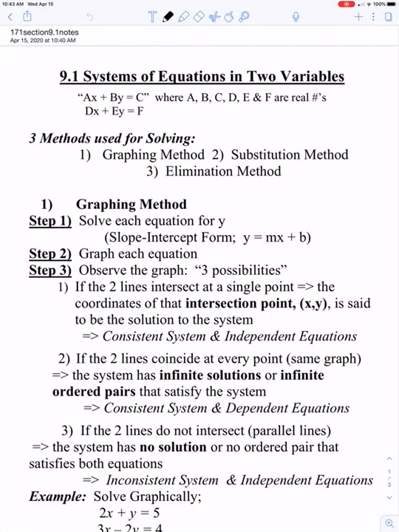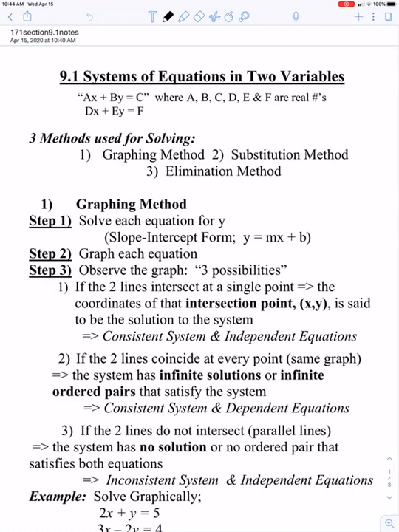Let's take a look at solving systems of equations with two variables. So in systems of equations, if we're dealing with a two-variable system, we're going to need two equations that deal with those two variables to create a system. Now, whether we can solve that system or not depends on whether it's consistent or inconsistent.